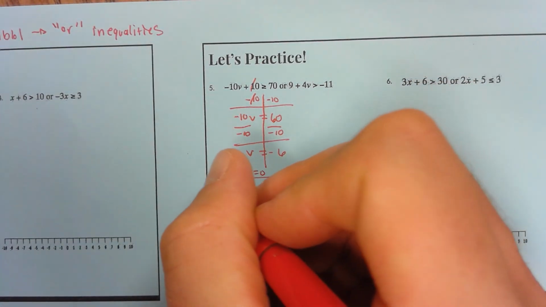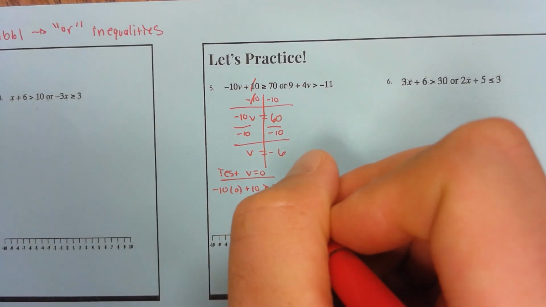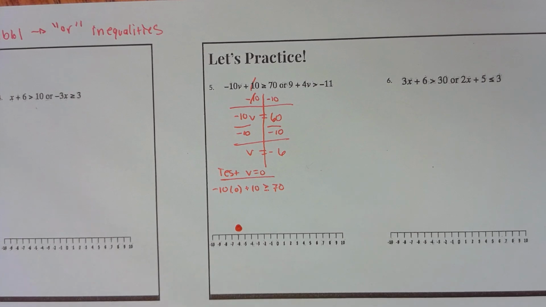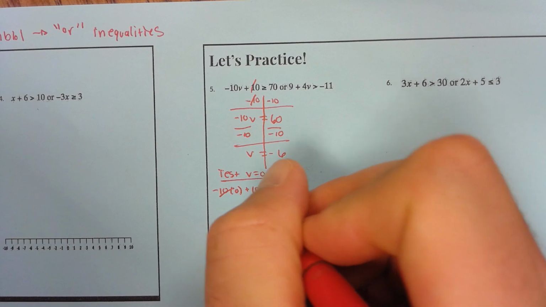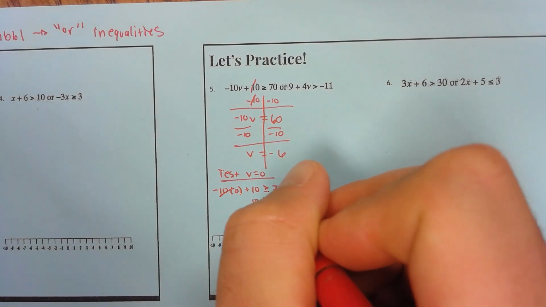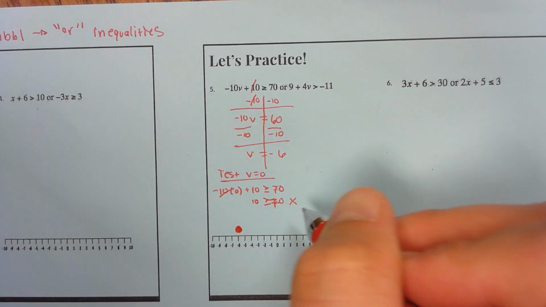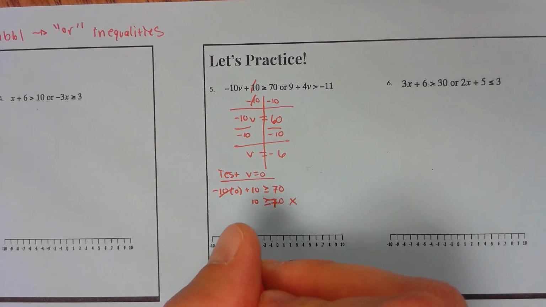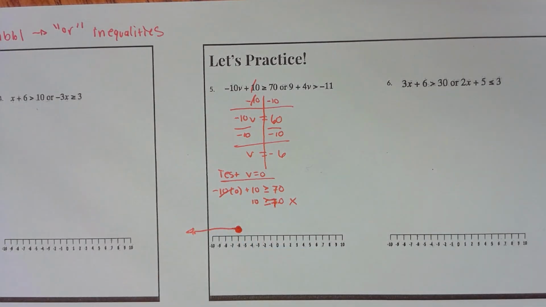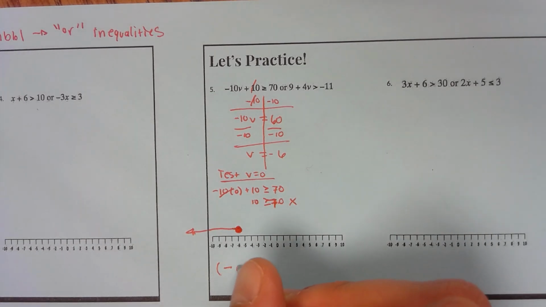v equals 0. So negative 10 times 0 plus 10. Is that greater than or equal to 70? Well, negative 10 times 0 is 0. 0 plus 10 is 10. So 10, is it greater than or equal to 70? That's false. Since that is not true, that means we want to shade the side opposite of 0, which are all the values less than negative 6. So this number line in interval notation is showing all values from negative infinity to negative 6.